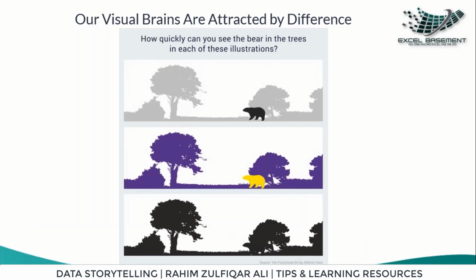Okay. Now, the first thing is that our visual brains are attracted by the differences. Now, you can see in the picture, you might see a bear, but there are three different kinds of pictures, and your eyes and brain are acting according to that picture. Your focus is different according to that picture, right? So I hope you got the point that our visual brains are attracted by the differences. When we see difference, we first go to that point. So differences attract the visual brains. Okay.